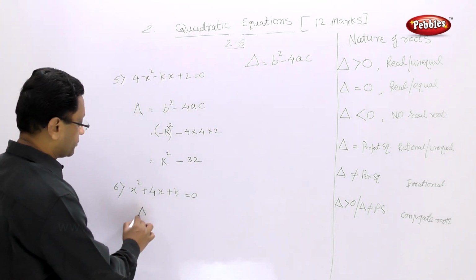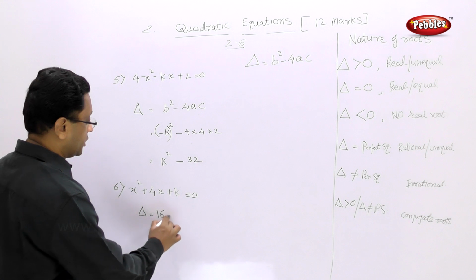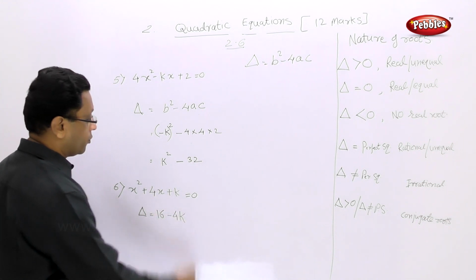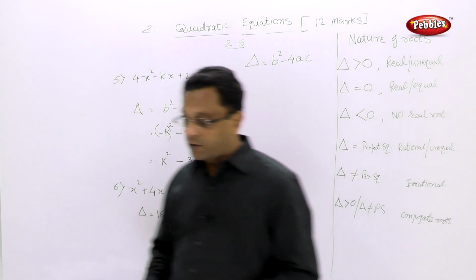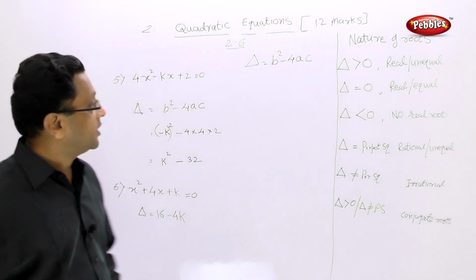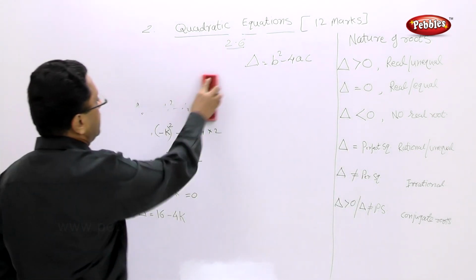Discriminant is 16 minus 4k. So this was the first type of questionnaire from 2.6. Let us see what else we have.